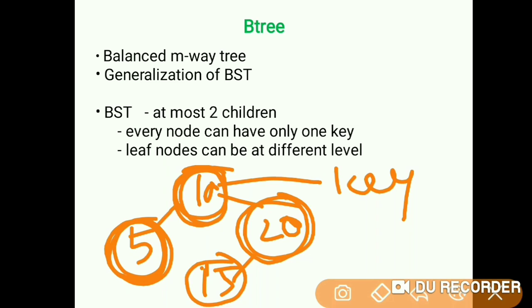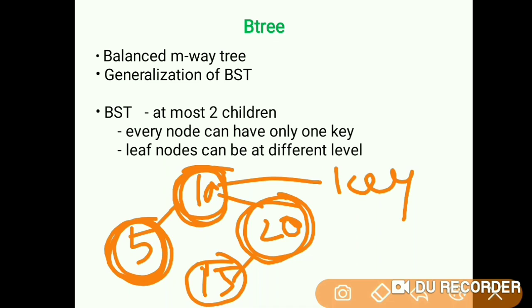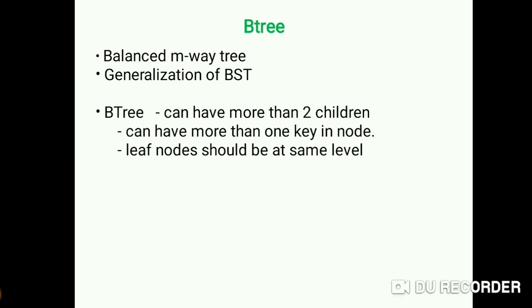And the third property of BST is leaf nodes can be at different levels. So which are the leaves in this diagram? 5 and 15, right? These two are leaves and they are at different levels, right? Okay, now let's go to the properties of B-tree.